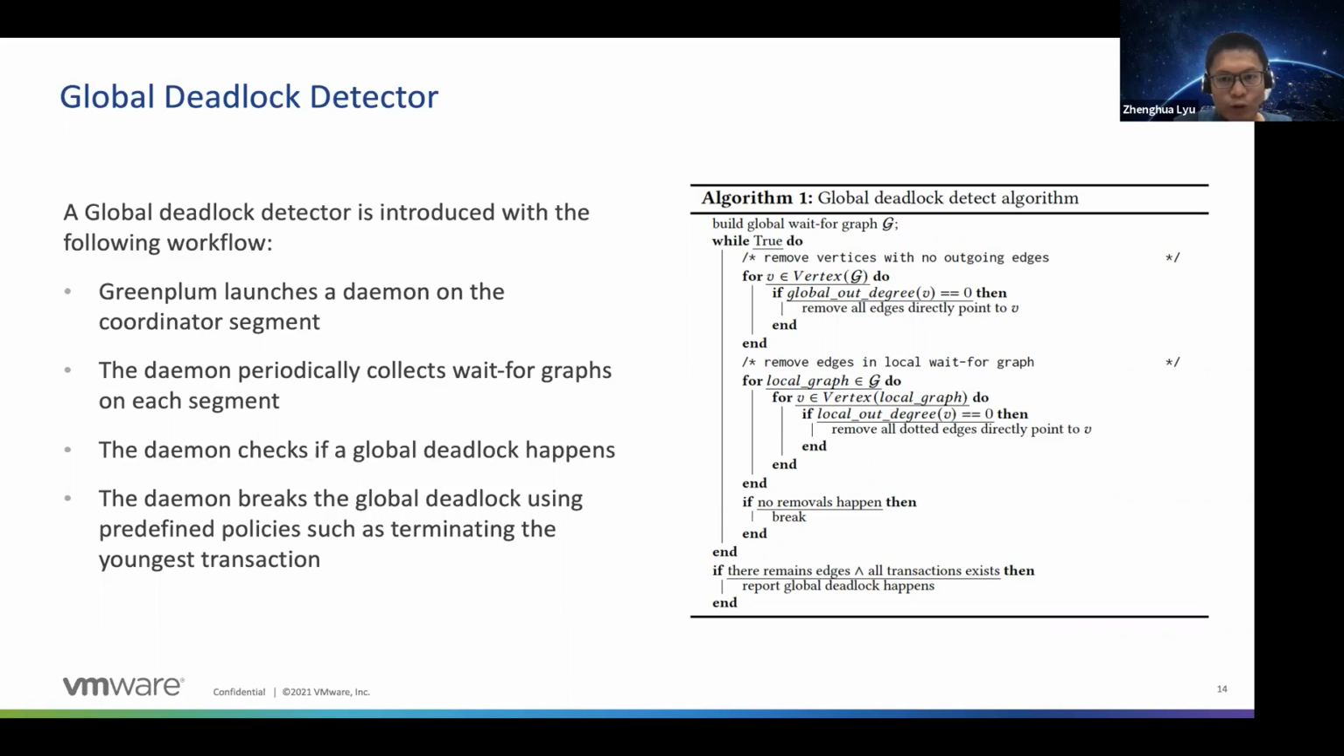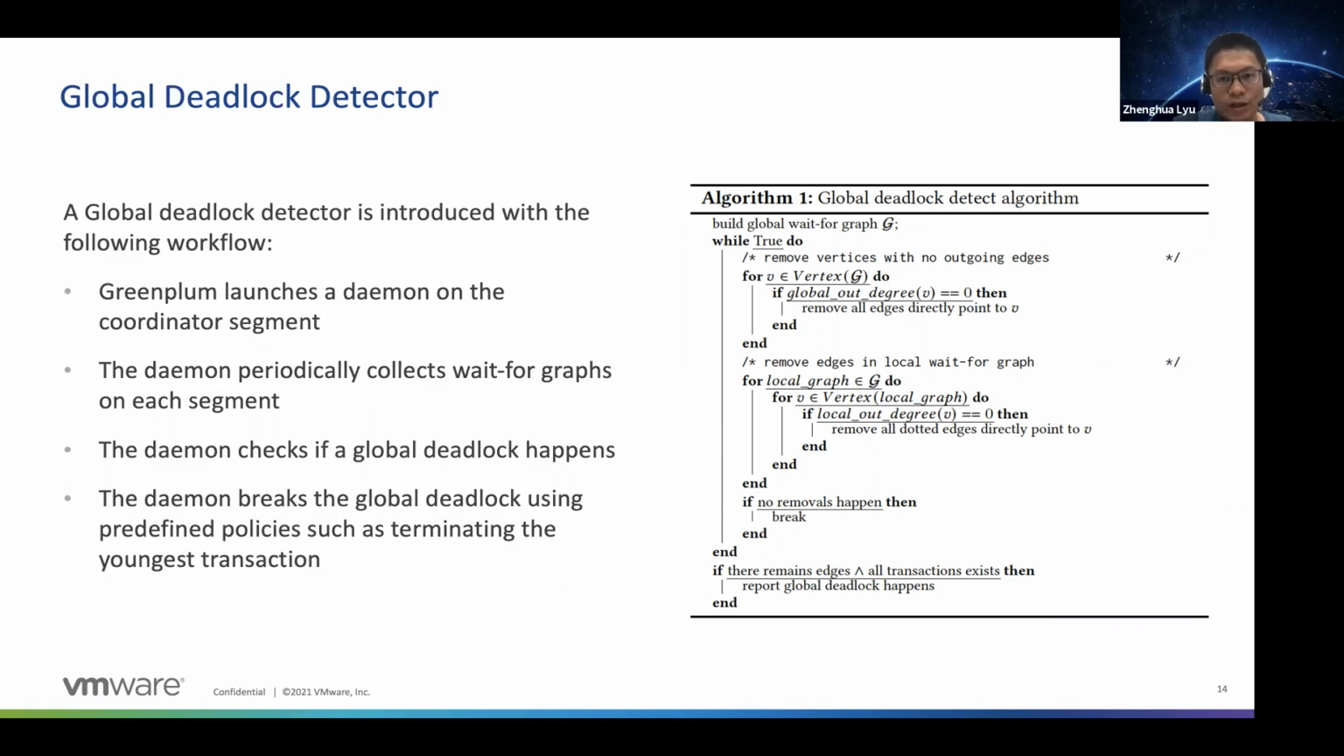It is a while loop. At the first stage of the while loop, we keep removing the edges that have no outgoing wait-for edges. These are transactions that are not blocked by anything. By the greedy rule, we assume that they will commit or abort right now. And let's remove all the edges at this point.